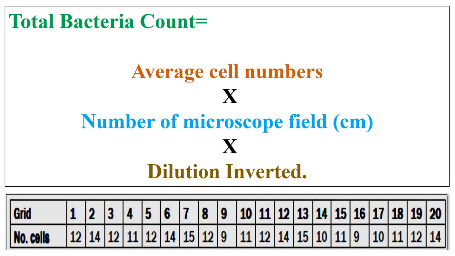And finally, the total bacterial count from the table inside the slide equals the average cell number multiplied by the number of microscope fields in a centimeter, multiplied by the inverted dilution.